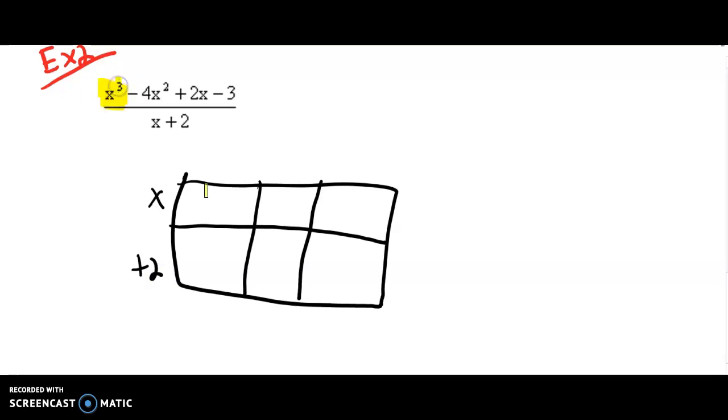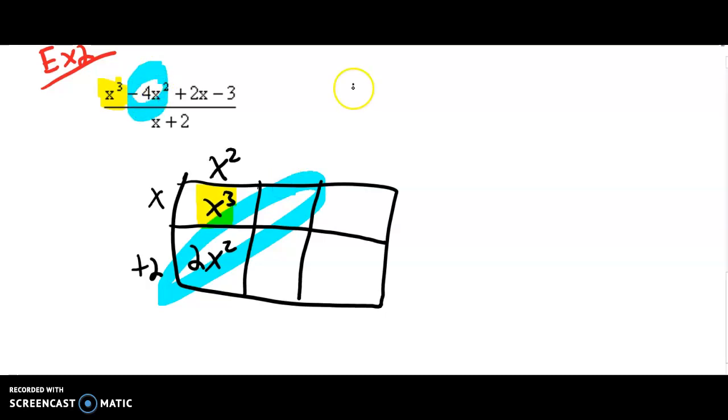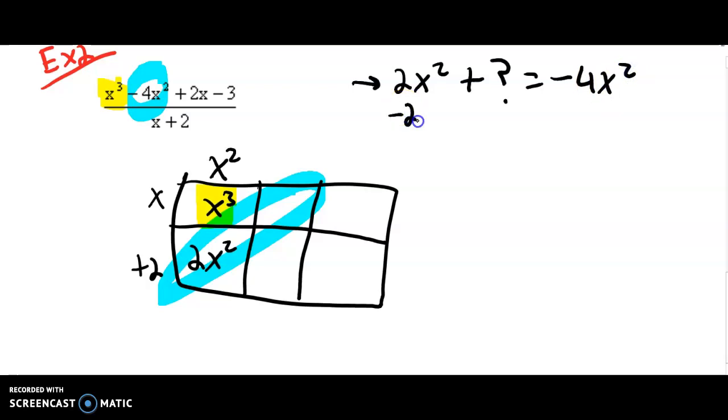This term here will always go in my first box. I can pull out an x squared. X squared times 2 is 2x squared. Now I need these diagonals to add up to negative 4. So I'm going to say 2x squared plus what is negative 4x squared. I can subtract this over, and our what is negative 6x squared.